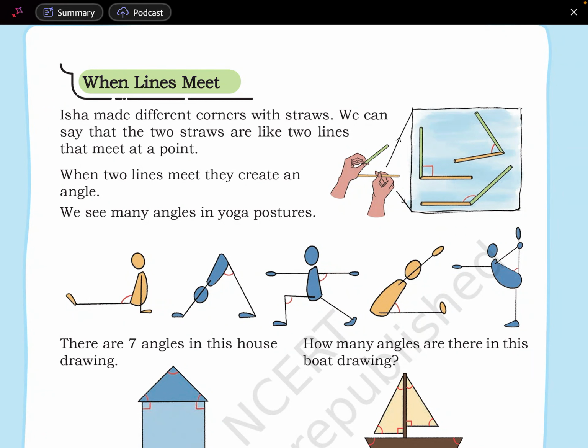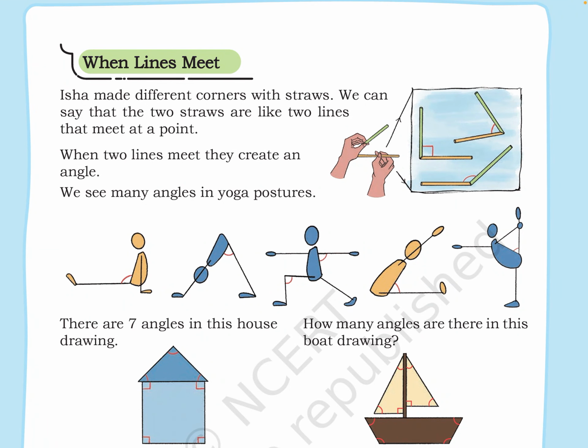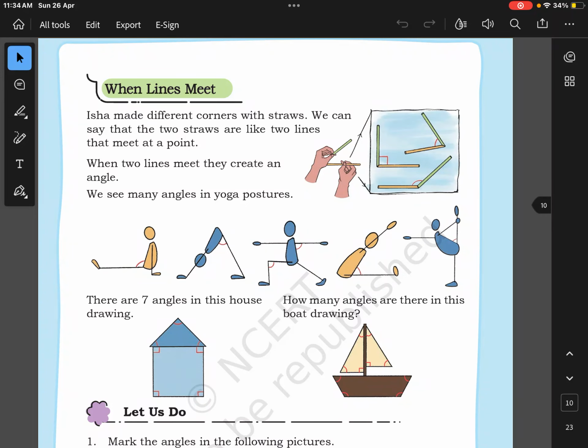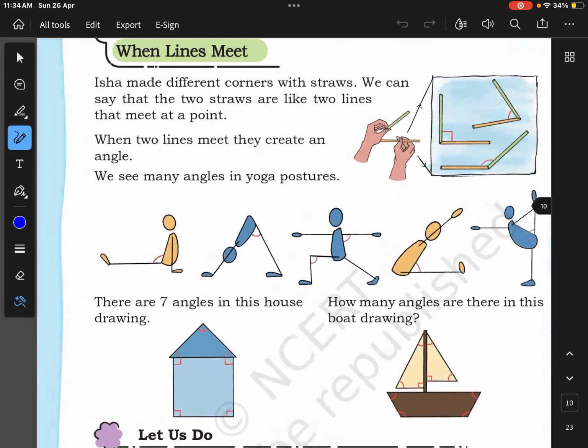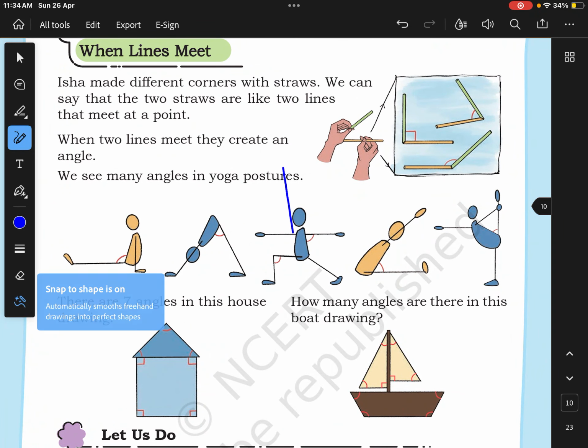Class 4 mathematics. Let me take a pen and select a color. Okay, so this is class 4 mathematics, chapter 1. Let's see what it is saying.